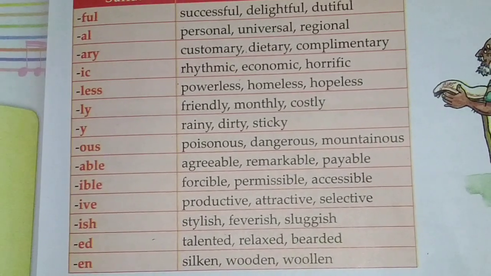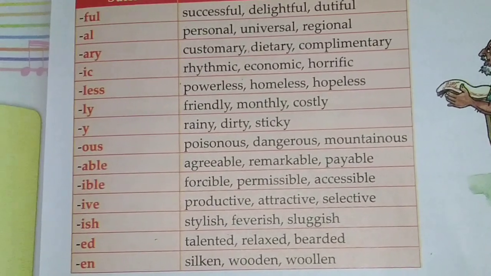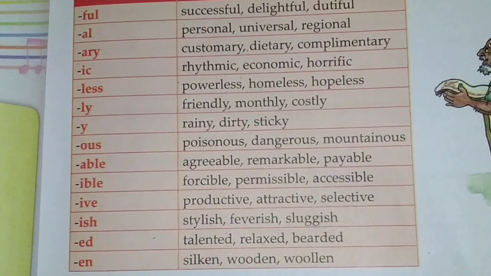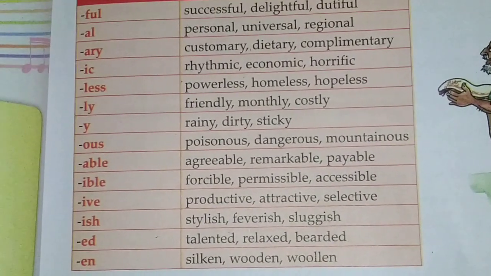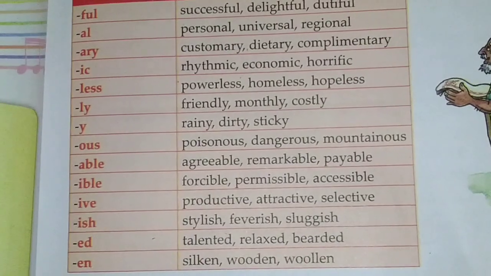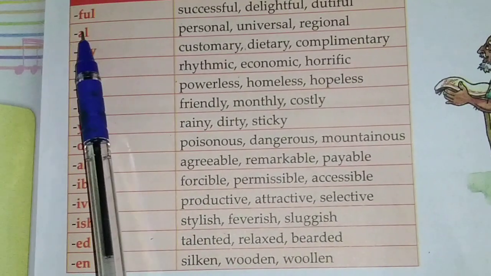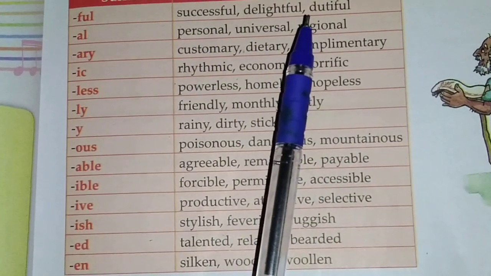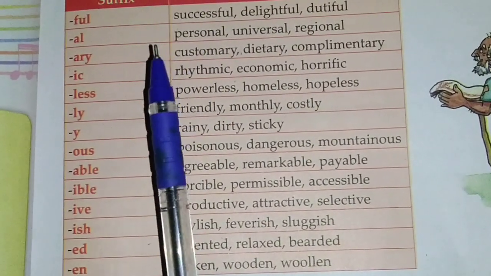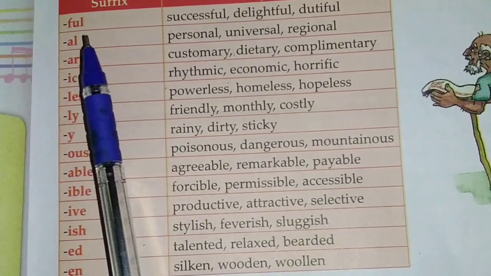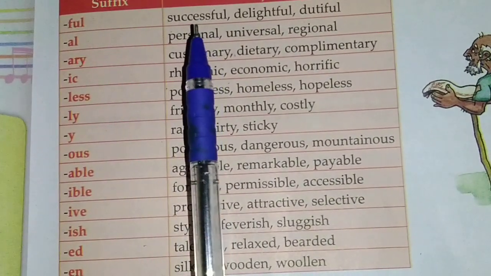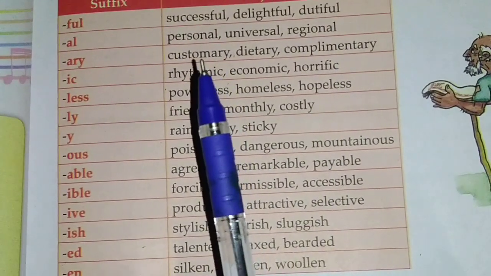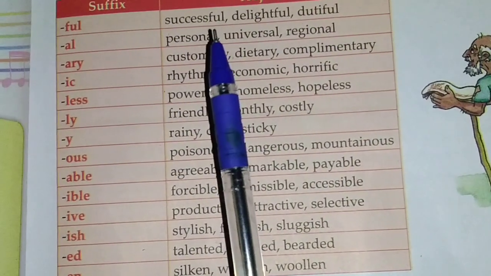A suffix is a word part that is added at the end of a word. So let's see some examples and some suffixes which are used to form adjectives. First one is FUL, full. Words like success, delight, duty, beauty. After these words we add this suffix FUL and the words become successful, delightful, dutiful, beautiful. So these all are adjectives.